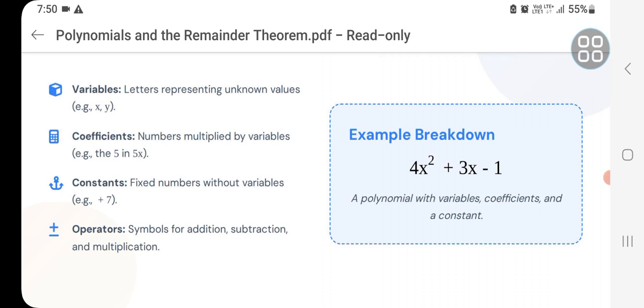Okay, good. Next, constant. Constant means it will be a fixed number. It cannot have a variable. For example, 1, 2, 3, like that. But most of the time, we use the constant at the end of the polynomial. I will tell you why, and what the purpose of that is.